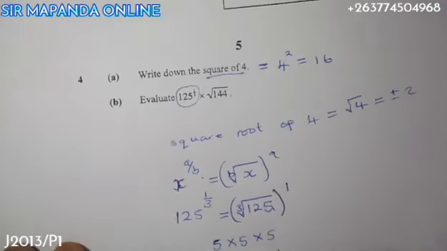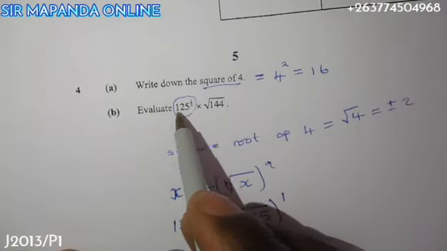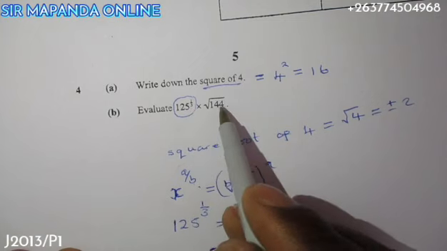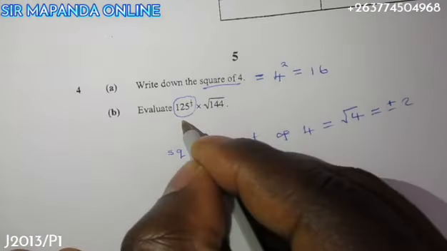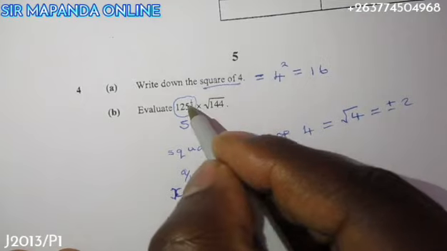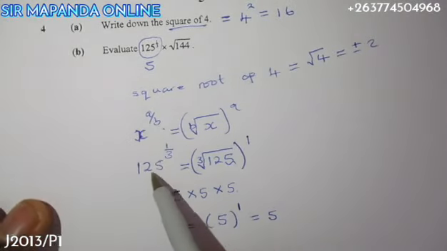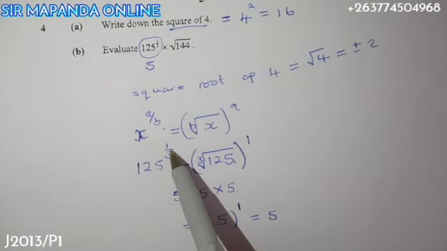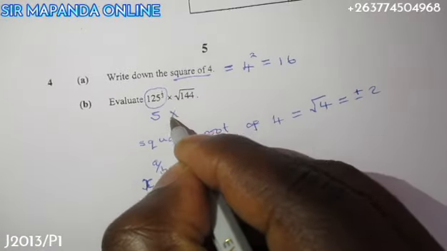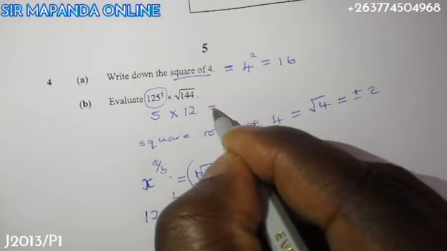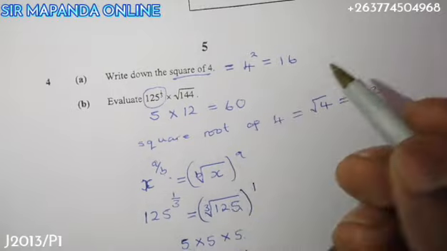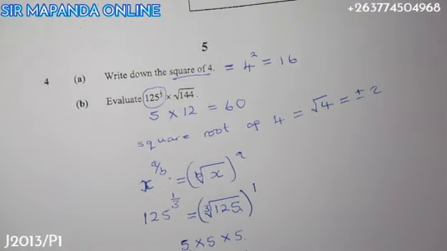Right. So to then evaluate 125 to the power of 1/3 times root 144, I'm going to put 5, which is the answer that we got when simplifying 125 to the power of 1/3. Then you multiply 5 with the 12. It means your answer is 60. I hope you are following.